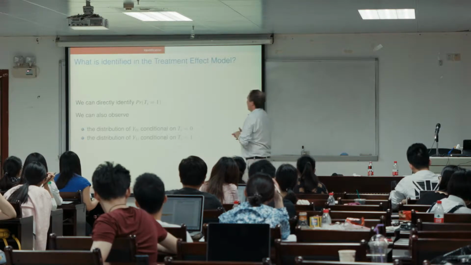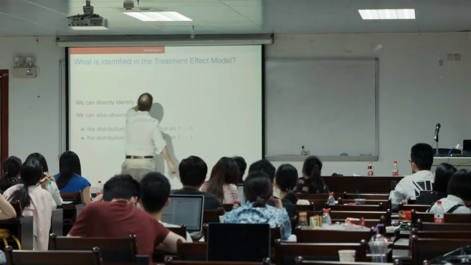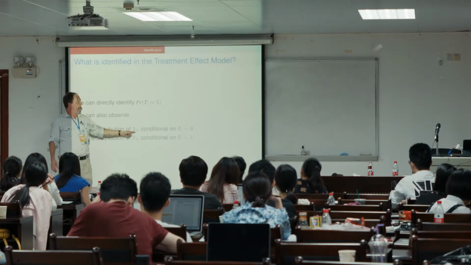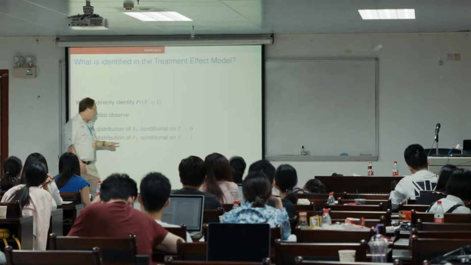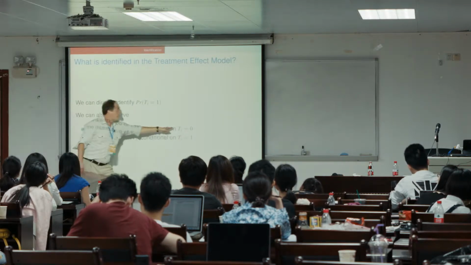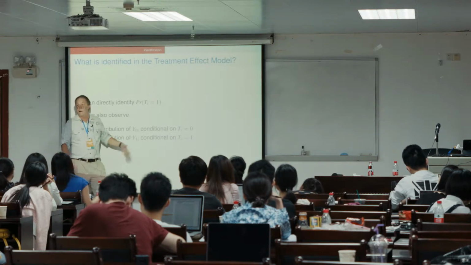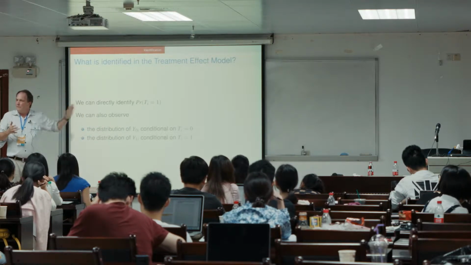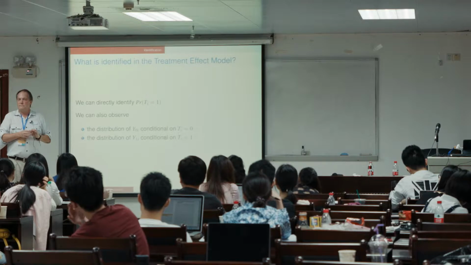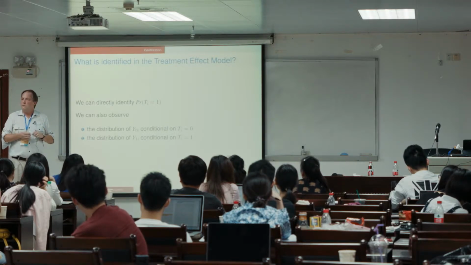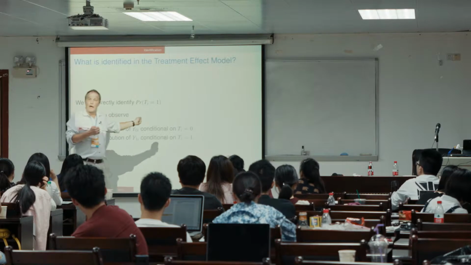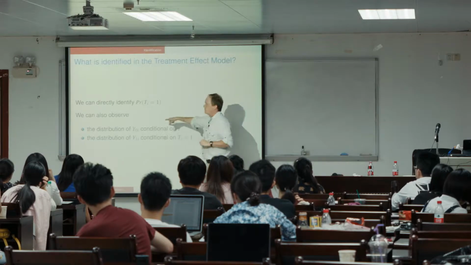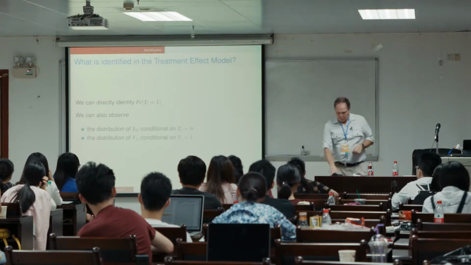So what can I identify from the data? Basically, I can identify the probability of getting the treatment, and then I can identify the distribution of Y0 conditional on not getting the treatment, and the distribution of Y1 conditional on getting the treatment. And this is what I can get from the data. Is there anything else I can get from the data? No. This is it, right? There's really nothing else. There are no X's in the model right now. All I get to observe is the treatment and the outcome. That's all I could ever really hope to identify.